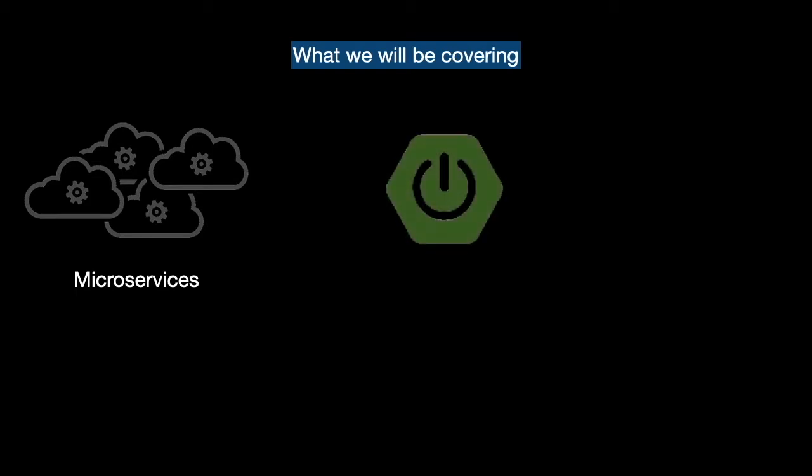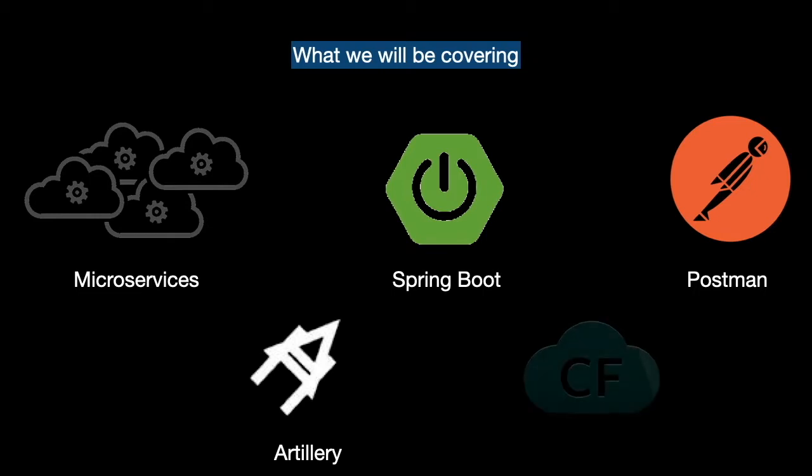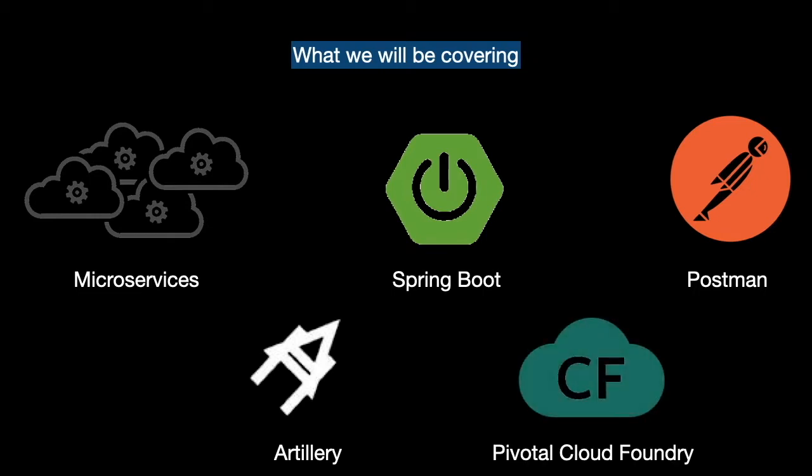So what we'll be covering as part of this course? In this course, we'll first get a brief understanding of microservices. Building on that knowledge, we'll create a Spring Boot application. We'll take our Spring Boot application and write API tests for it using Postman. After validating that our API tests are running fine, we'll do a performance testing of our app using Artillery. And finally, we'll be deploying our app on Pivotal Cloud Foundry.